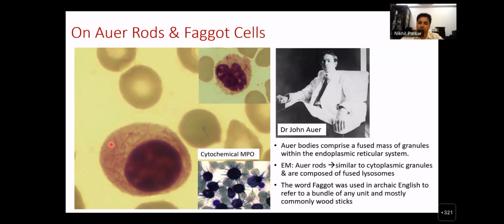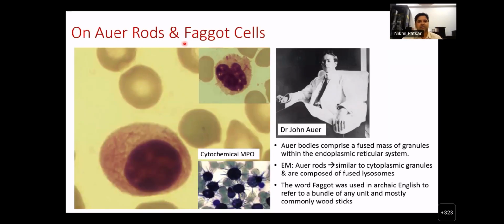That means they are composed of lysosomes, which are fused. The word "faggot" is used in archaic English to refer to a bundle or unit, most commonly wood sticks. It is also used in description of lepra bacilli inside leprosy smears, as far as I remember from my pathology days. But this is just a little bit of history on Auer rods.